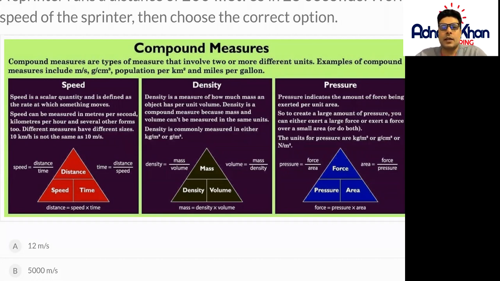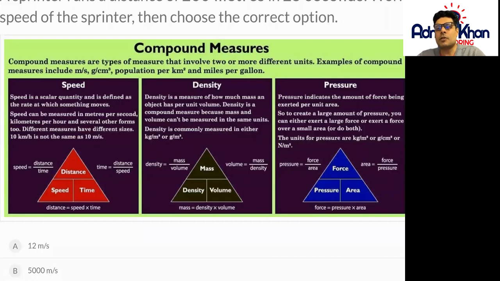We've got speed, which is a quantity that gives you the rate at which something moves. Speed can be measured in meters per second, kilometers per hour, and several other forms too. So speed equals distance over time, or you could turn it around and do time equals distance over speed, or distance equals speed multiplied by time. Have a look at that triangle underneath speed. You've got three different formulas. Please use those if you get any type of question with regards to speed.